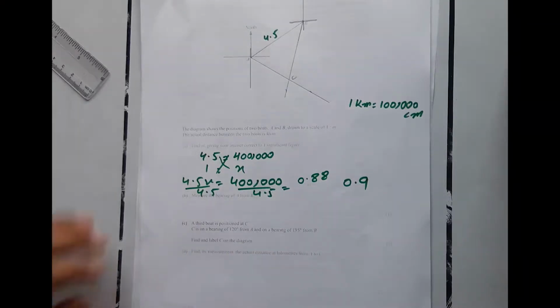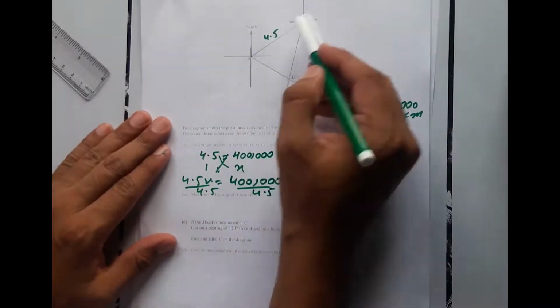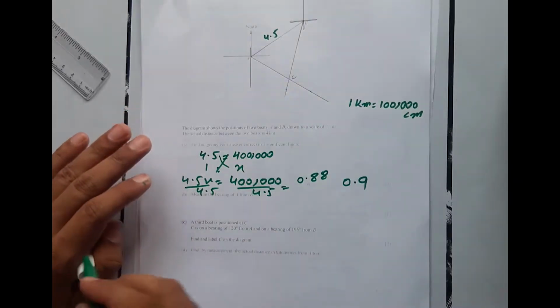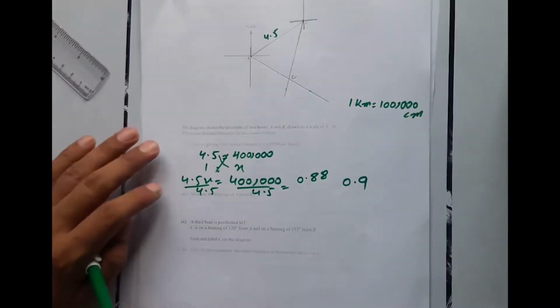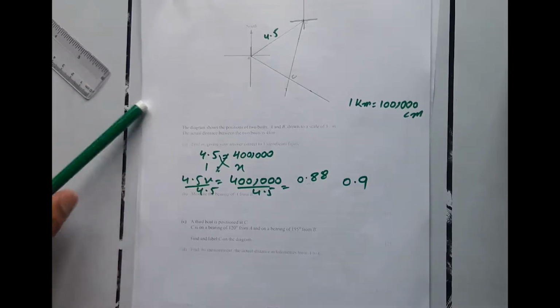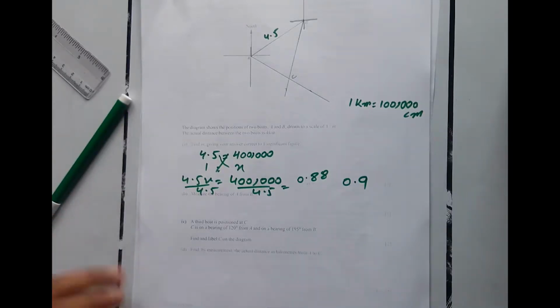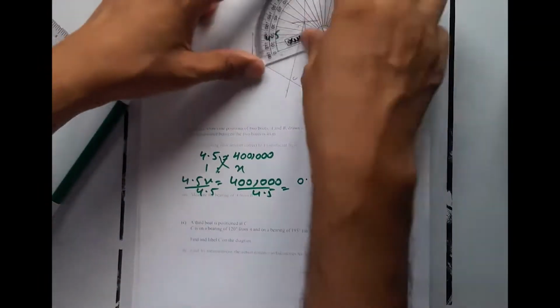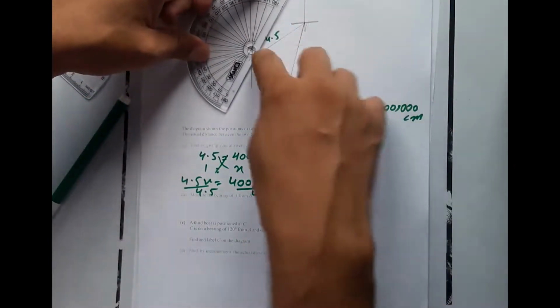So measure the bearing of A from B. A from B, we have to measure the angle. When the word measure is used, you will use the protractor to find the angle. Okay, now I will write, we have to find this angle.